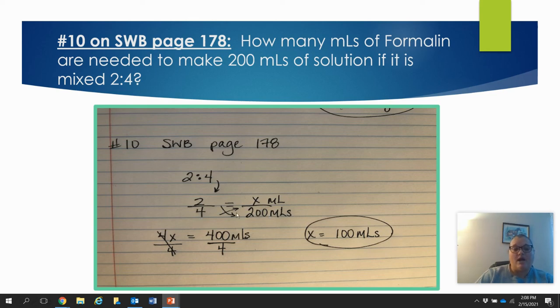So now that we have it set up, we just need to cross multiply and divide. So we get 4x here, and we take 2 times 200 here to get 400. So we have 4x equals 400. We need to get x by itself. So we take 4 divided by 4 over here to get x by itself. If we do it on this side, got to do it on this side. So 400 divided by 4 equals 100 mLs.